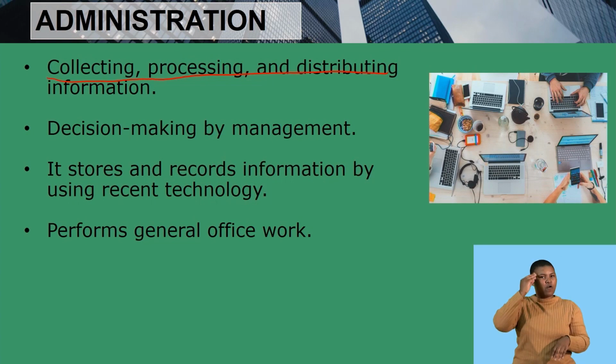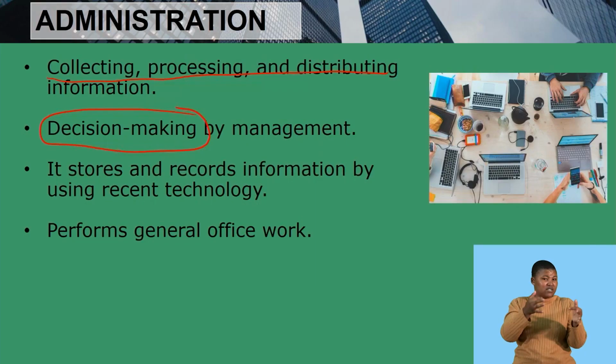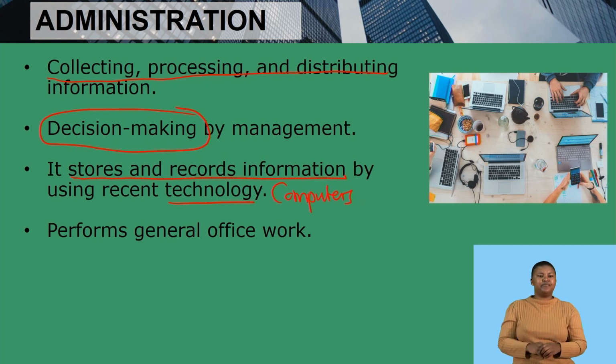So they will gather all the information in the business and save it in a safe place. Because if the general management needs any information, they should be able to give it to them, because general management uses this information to make decisions. So they will basically store and record information, and therefore for that they use technology. So obviously they will use computers and software to do this. So basically, in a nutshell, they just perform general office work.